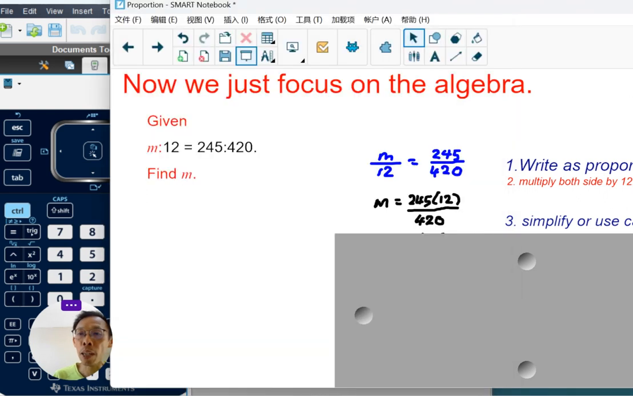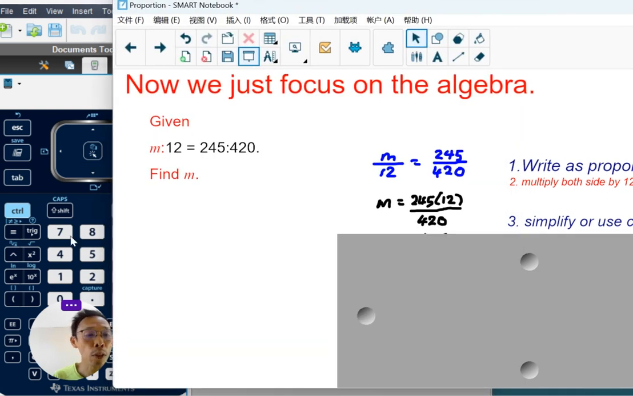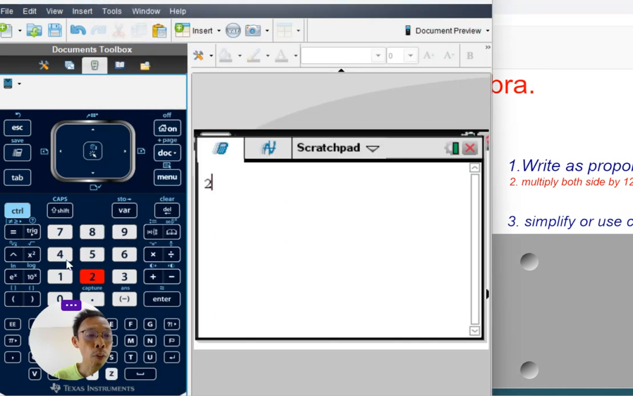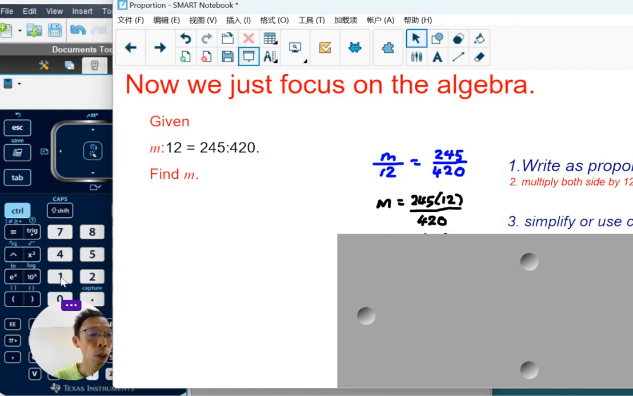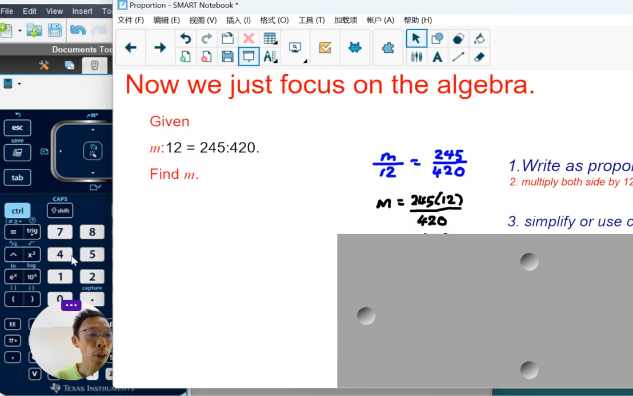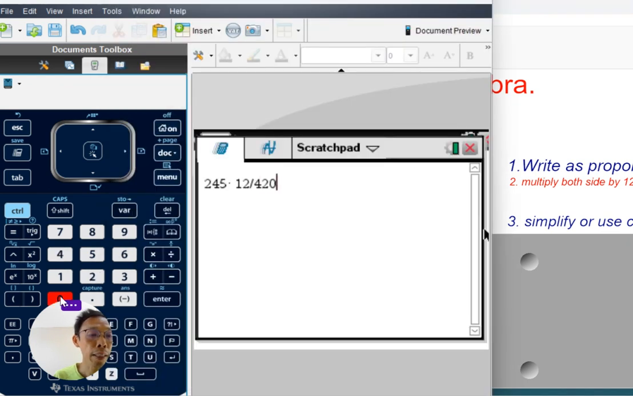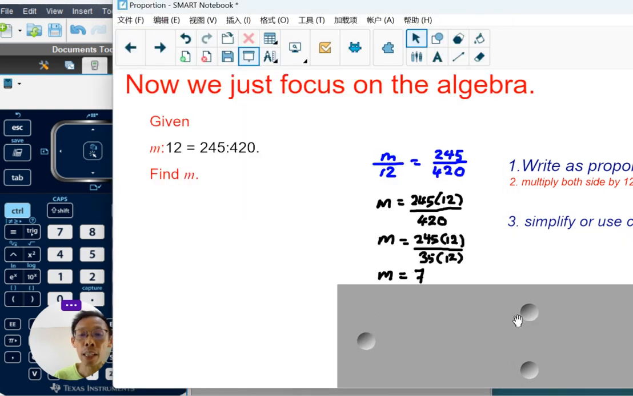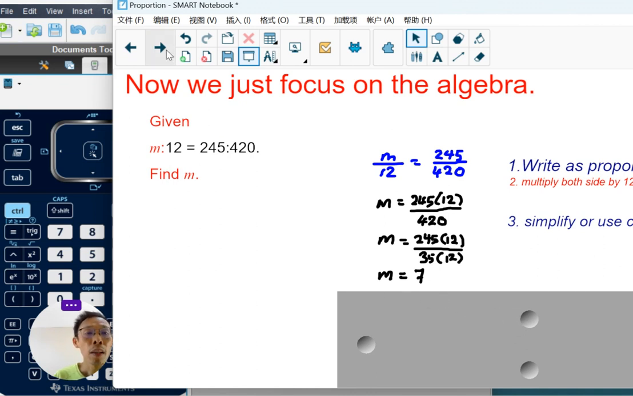So what number is 245. So I'm going to press 245, times 12, divided by 420, for example, and enter. So I get a 7 over here. So here the answer is just simply going to be m equal to 7.